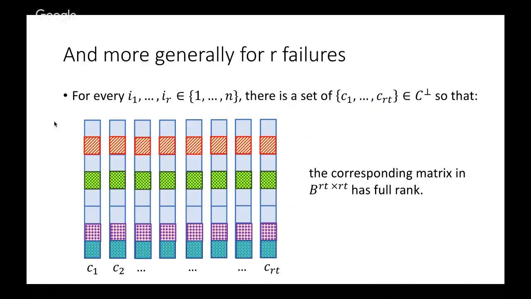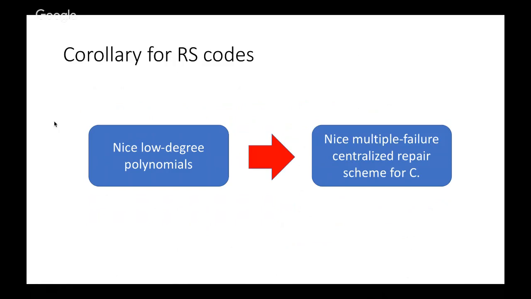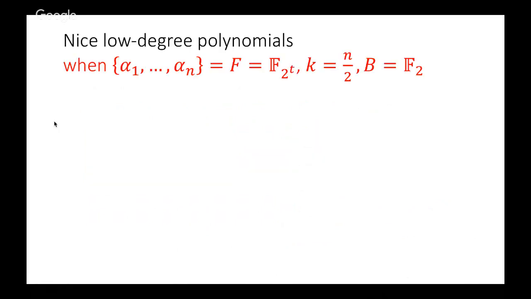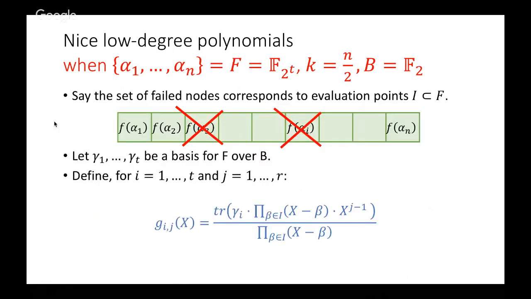Basically the idea is that the full rank parts give you all the information you need, and you can get that information from the low rank parts, which means you can do it with low bandwidth. And once again, we get a corollary for Reed-Solomon codes, which says that nice low-degree polynomials imply nice multiple failure centralized repair schemes. And we can find some nice low-degree polynomials. So I'm just going to flash by this screen in the interest of time.